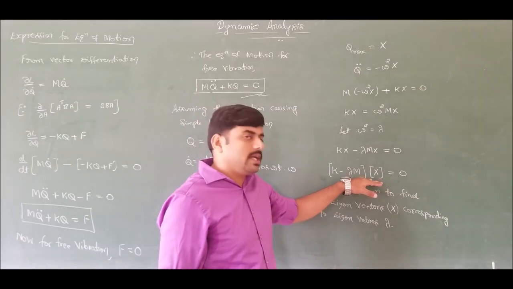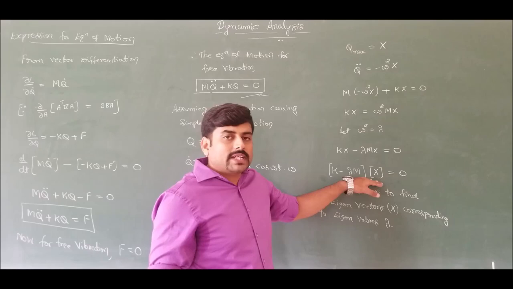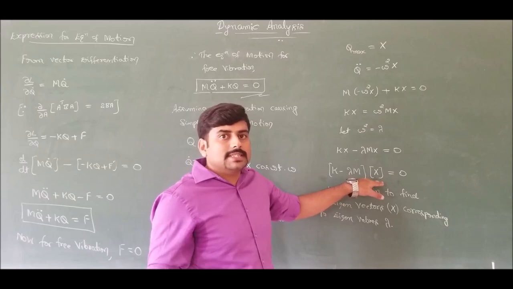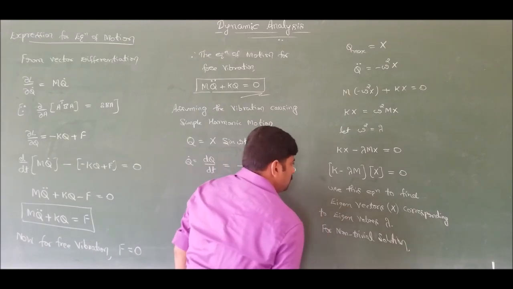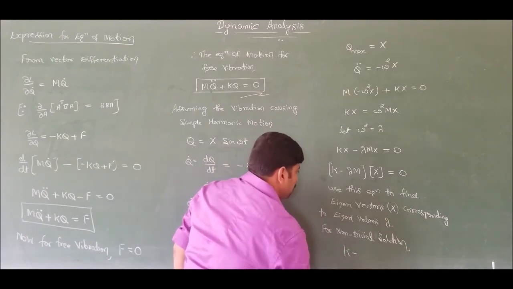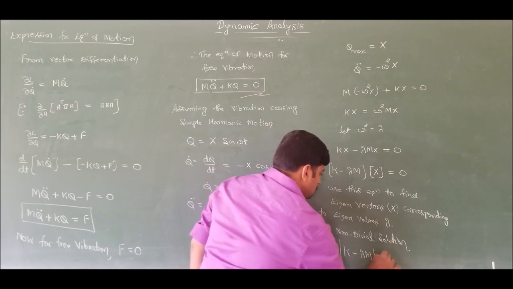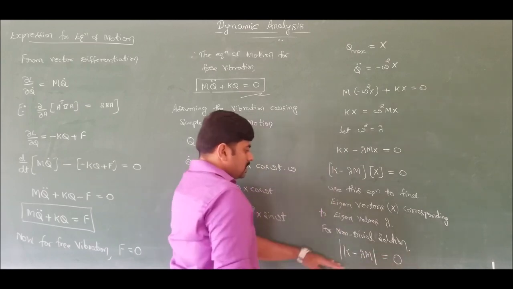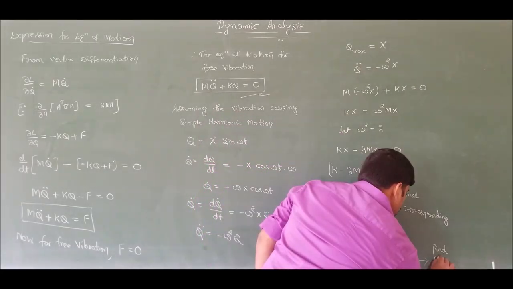If the solution should be non-trivial, which means that I should get eigenvectors whose value is other than 0, then for the solution to be non-trivial, the determinant of stiffness matrix minus lambda times the mass matrix must be equal to 0. So using this equation, I can find eigenvalue lambda.